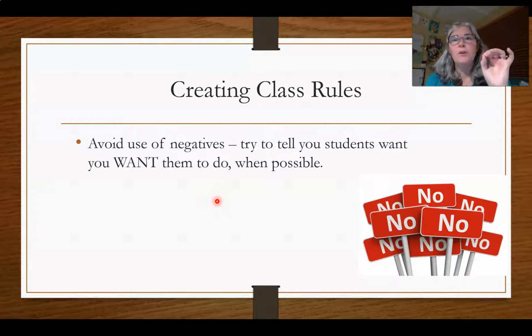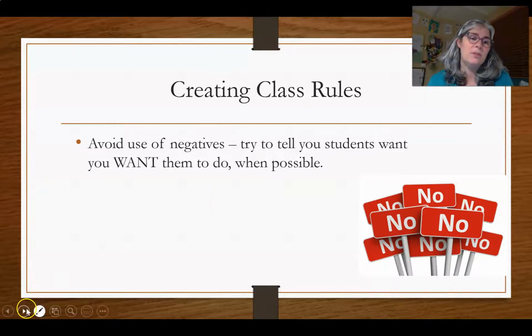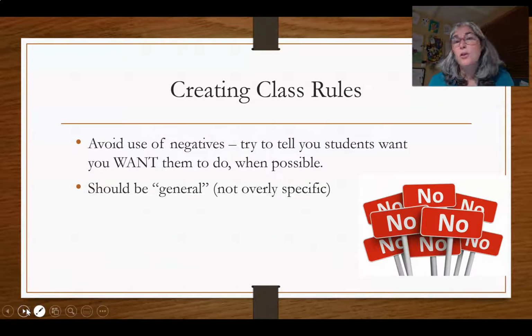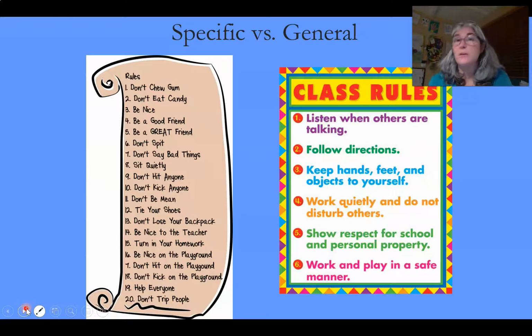Also, if you're only focusing on what they should not do, it's a rather negative way of phrasing things, and it also is putting words out there that perhaps you don't want them to have, like no bullying, no hitting, no yelling. Little kids tend to ignore the no when they hear bullying, hitting, yelling, so instead tell them what you do want them to do. Your rules should be general, not overly specific. Mrs. Muntner's rules, the cartoon, extremely specific. So here's some examples. So here's the idea of specific rules.